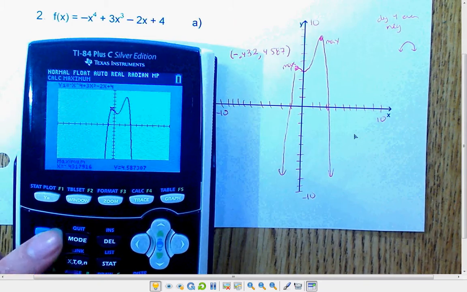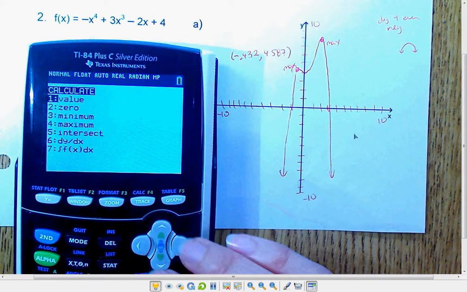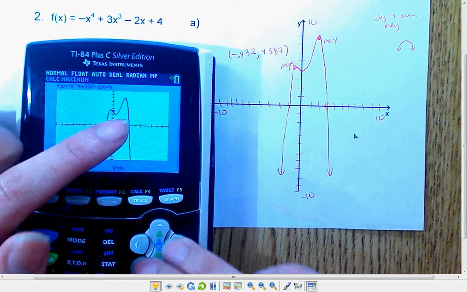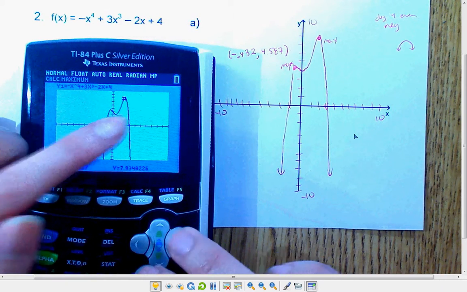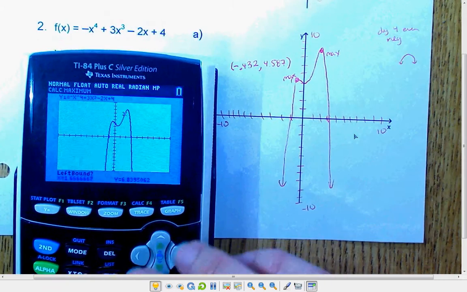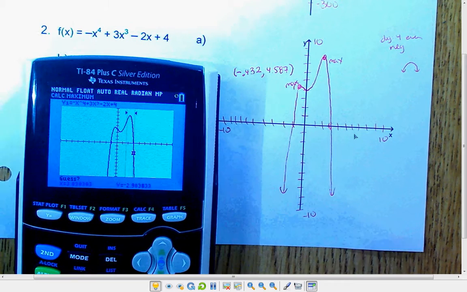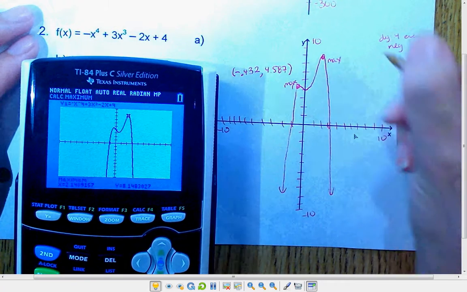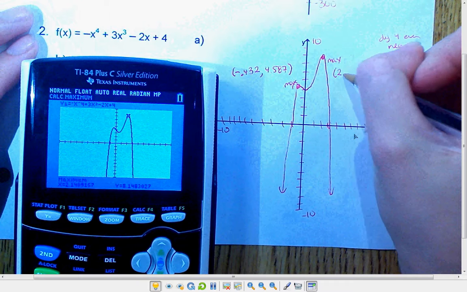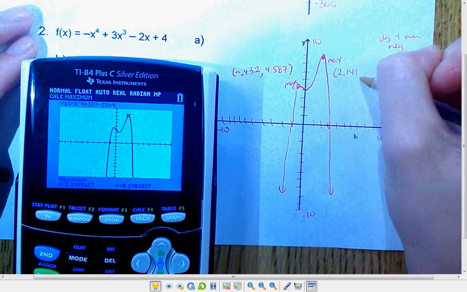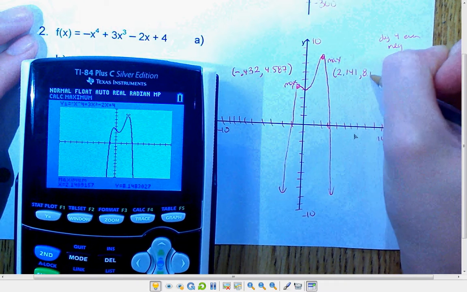We're going to find our second one, so second calc again, go to 4 again. Now we're going to go up to this one up here, so this hill. Slightly to the left, enter. Slightly to the right, enter. Enter again. And we get a maximum of 2.141, 8.148.